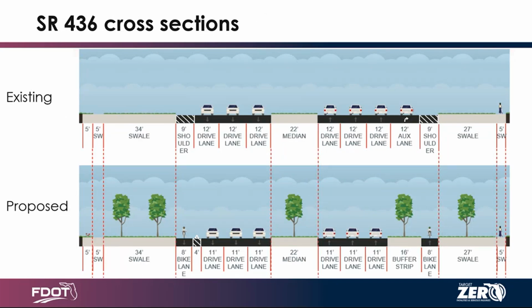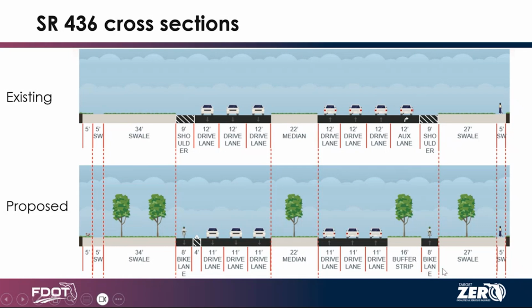Do you guys see my pointer? Oh no, I'm on the wrong screen. Oh, here it is. So this 12-foot auxiliary lane, they removed it mid-block, not at the signalized intersections where they need the right turn lanes for capacity purposes, but on the straight segments between signalized intersections, and were able to build in a separate bike facility.